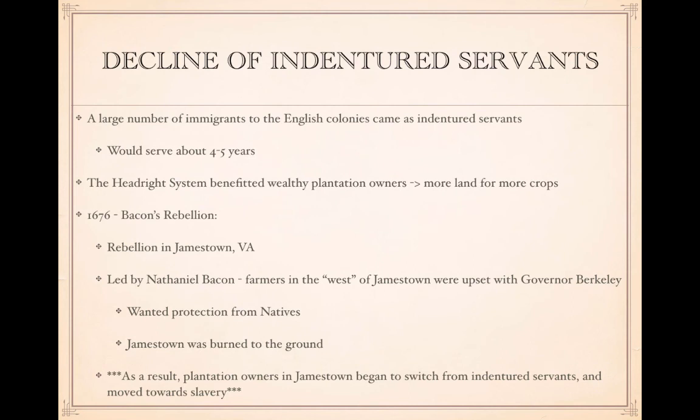If you're writing an essay about slavery, that's a very important topic to explain the growth of slavery in colonial America.